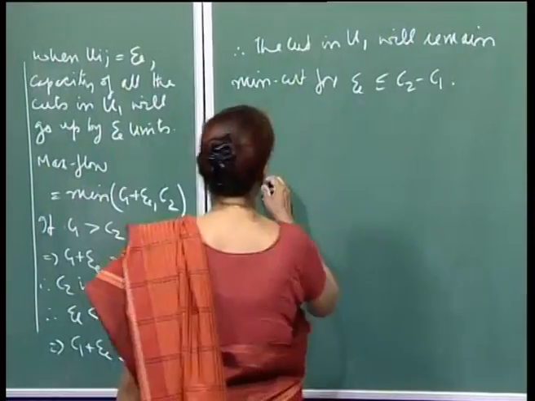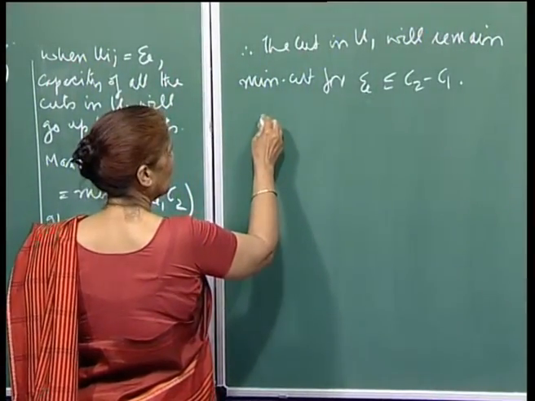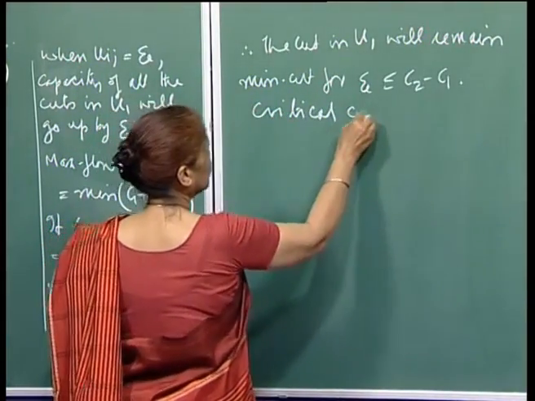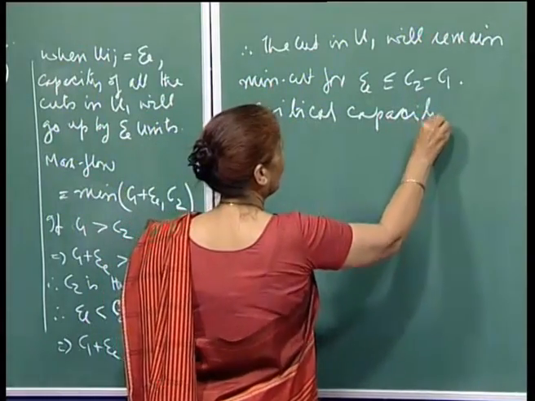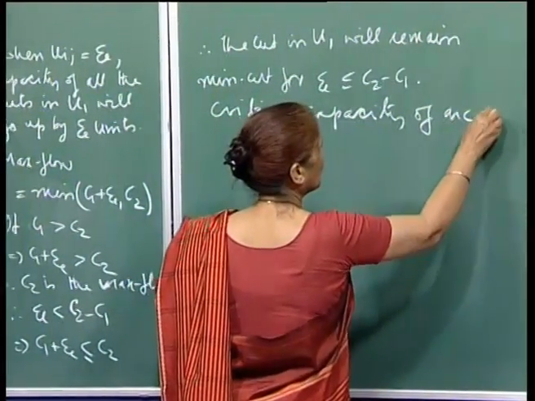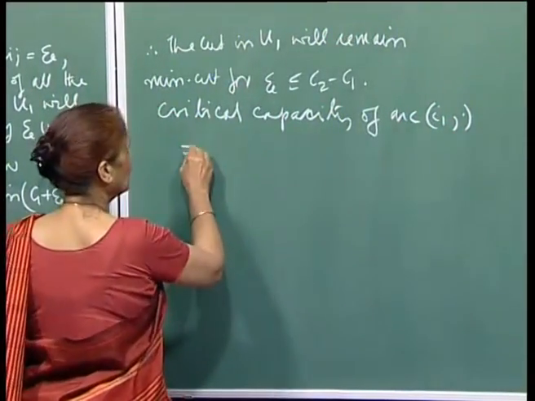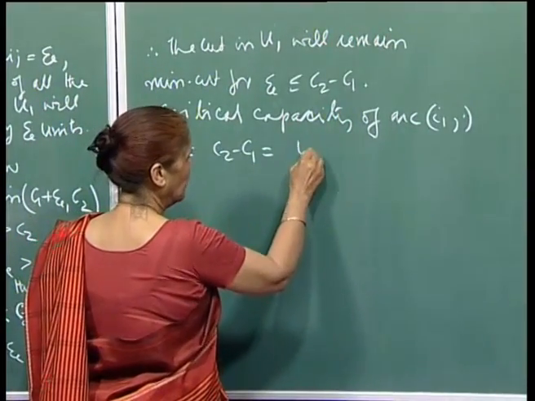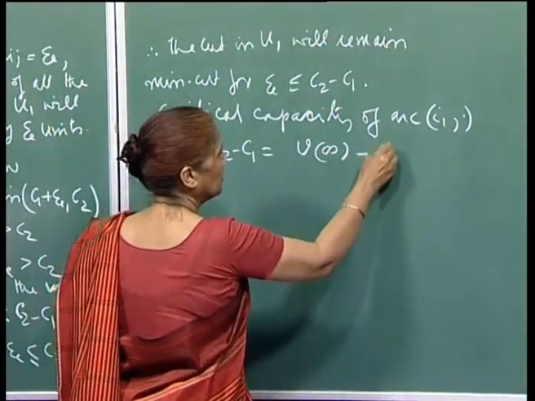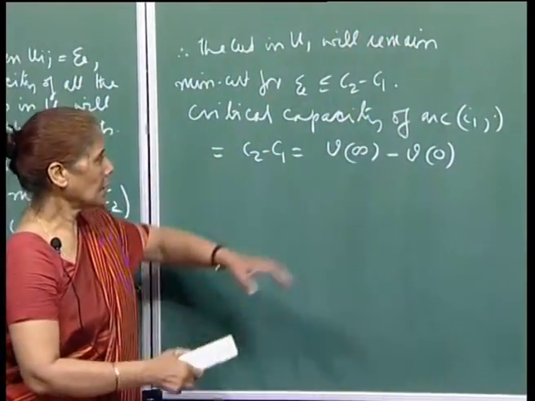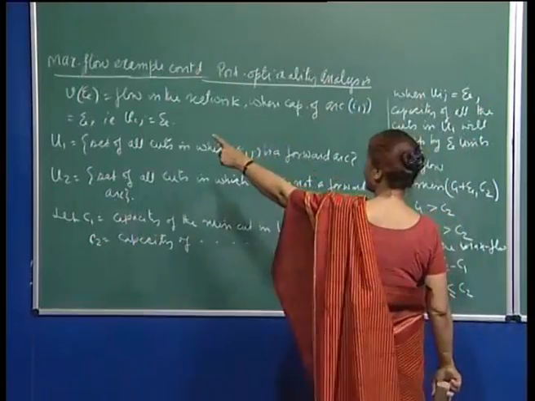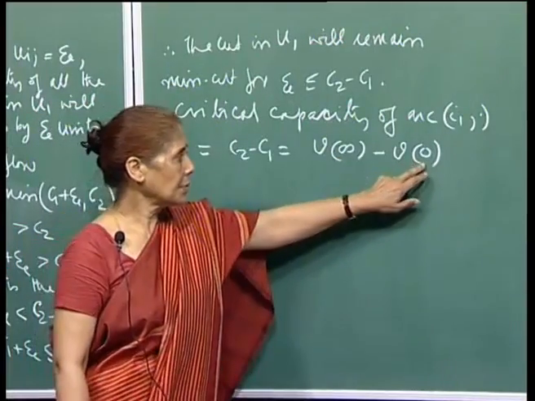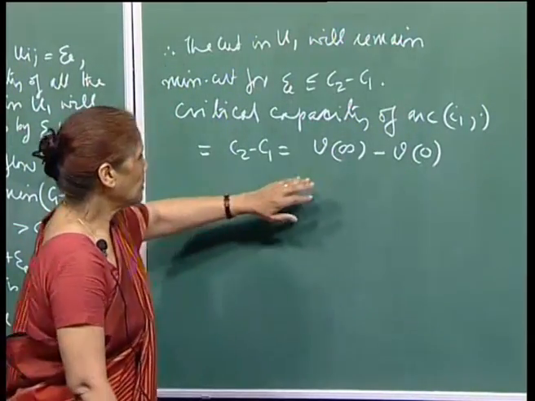So, we say that the critical capacity of arc ij is equal to C2 minus C1, which is V infinity minus V 0. That is another notation. I started with the notation V psi. V infinity means that you have made the capacity of arc ij very large, and V 0 is when the capacity is 0.